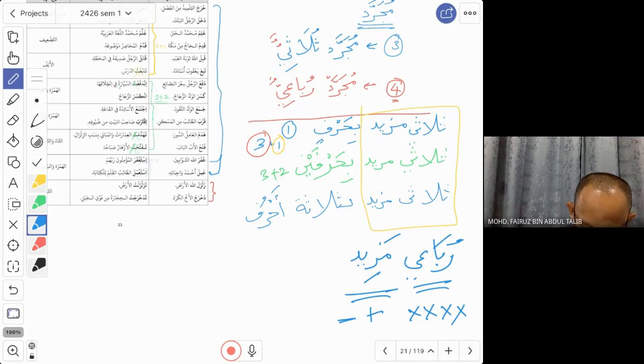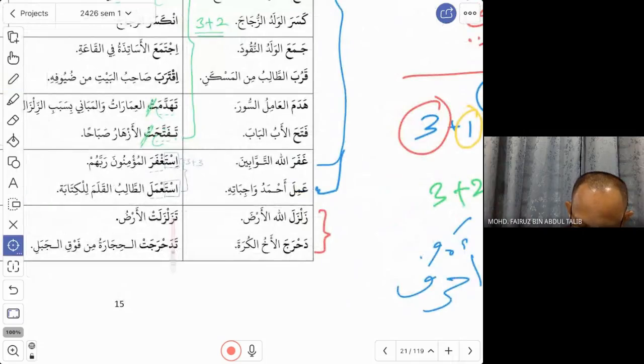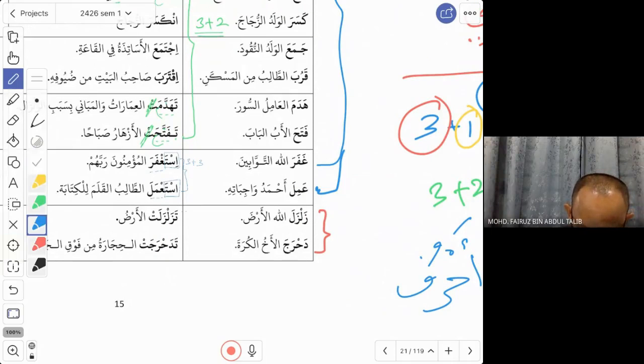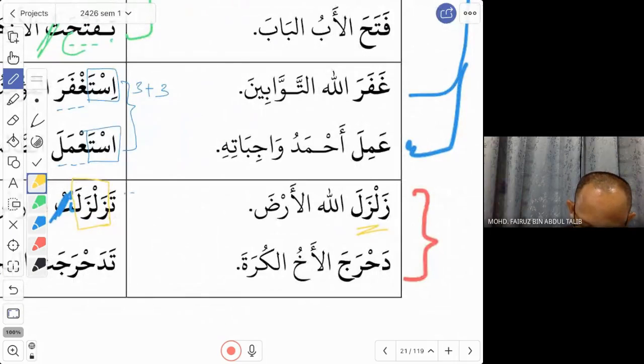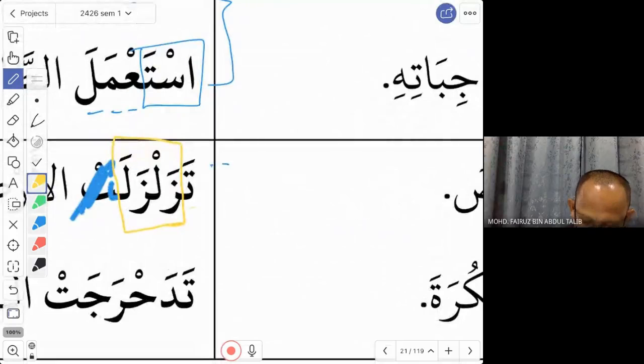+1. So for example, the last 2 words. Tazalzala. You ignore this ta, because the ta is there as ardu is mu'annas. The word itself is zalzala. So this is a 4-letter fi'l. I mean the root word is a 4-letter fi'l. Zai, lam, similar to this word, zalzala. But now you have 1 additional letter, tazalzala. So now we call it rubai, but not mujarrad. We call it rubai mazid. In this case, it is just 4 plus 1. We only add 1 letter.